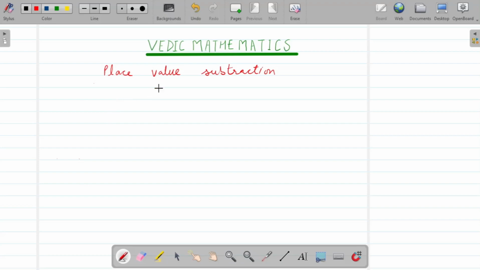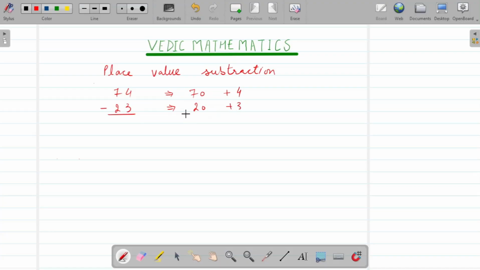Hello students, today we are understanding the concept of place value subtraction. As we have understood place value addition, we are understanding place value subtraction. It's very simple. 74 can be written as 70 plus 4 and 23 can be written as 20 plus 3.